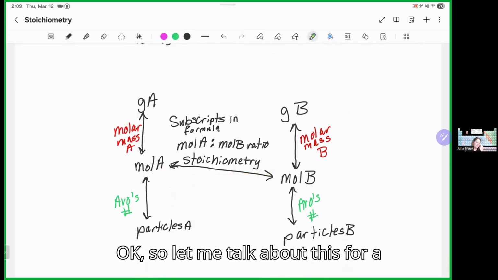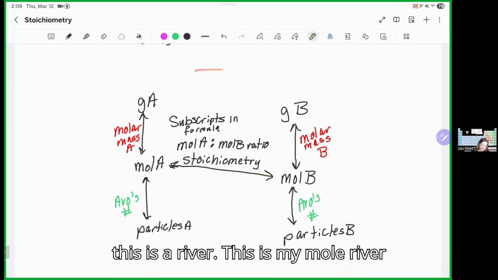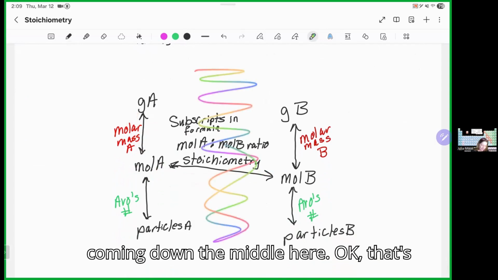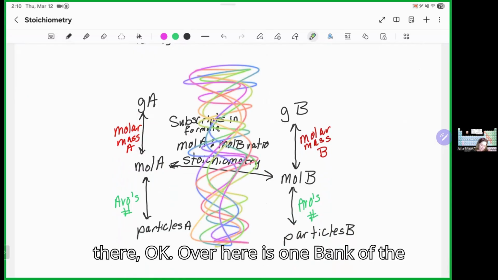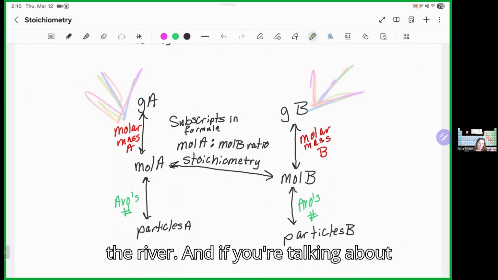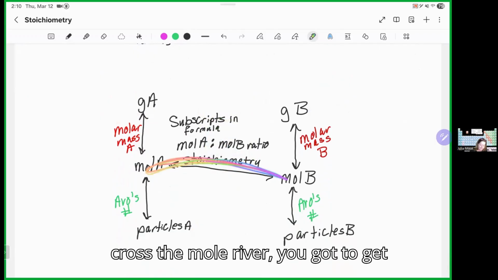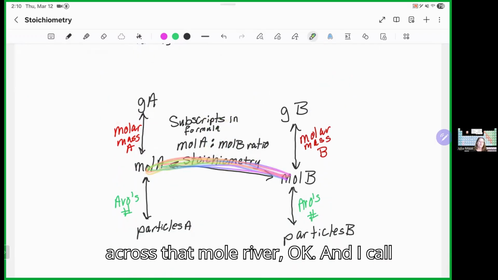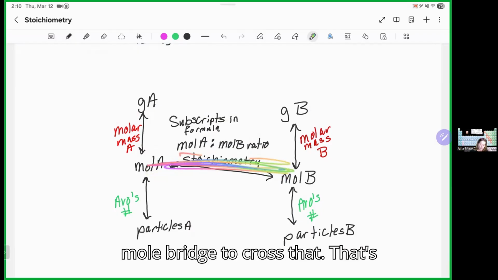Okay, so let me talk about this for a second. I always look at this as like, this is a river. This is my mole river coming down the middle here. Over here is one bank of the river, and over here is the other bank of the river. And if you're talking about 2 different chemicals, you got to cross the mole river. You got to get across that mole river. Okay, and I call this my mole bridge. I have to take the mole bridge to cross that.